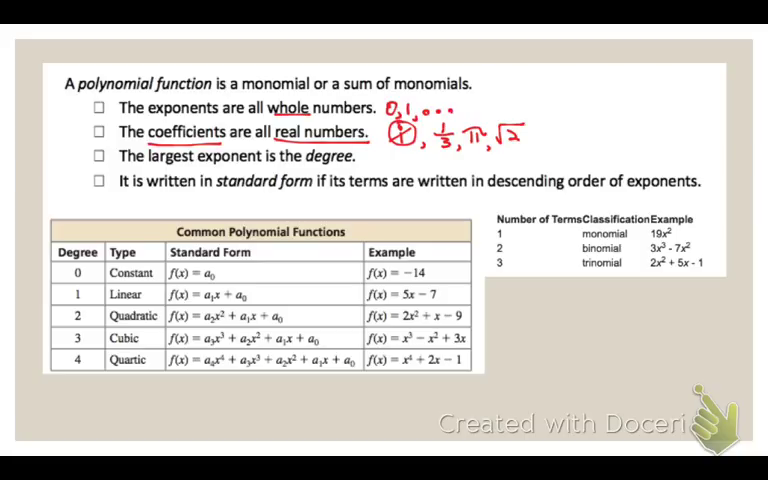With a polynomial, the largest exponent is what we deem the degree of the polynomial. Each term on its own is said to have a degree, just looking at the variable that's with it and the exponent. But altogether, a sum of those monomials making a polynomial has a degree altogether, and that's the degree of the largest exponent. And then a polynomial is said to be written in standard form if its terms are written in descending order of the exponents. Okay, and then there's some other classification as well.